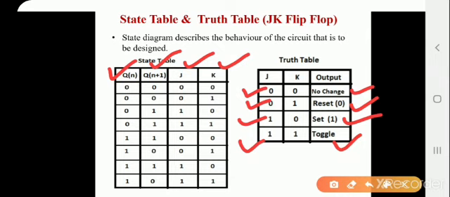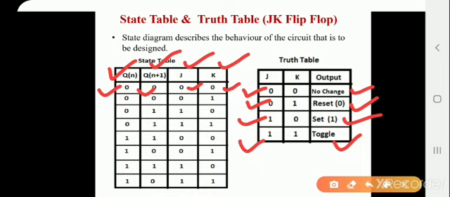So here, if the value of J and K both are 0, then as you can understand with the help of the truth table, the output should be no change. So obviously here we are getting the output no change. That means Qn was 0 and Qn plus 1, which is the next state, will also be 0.